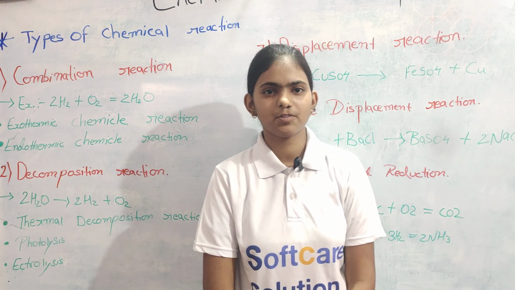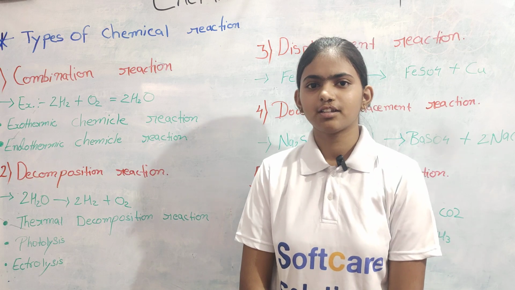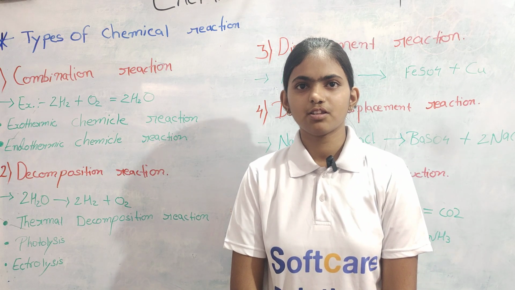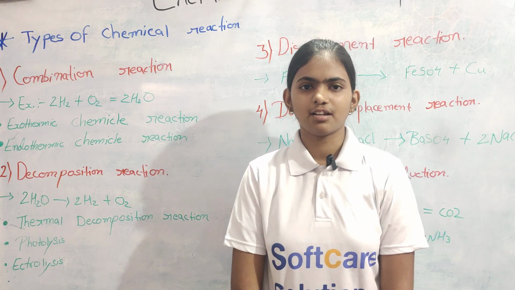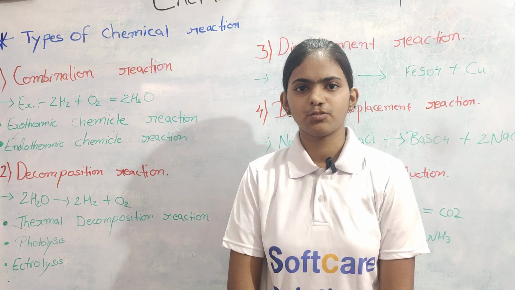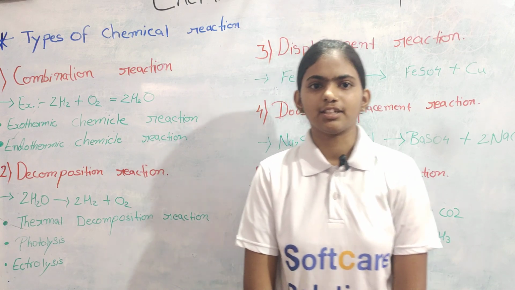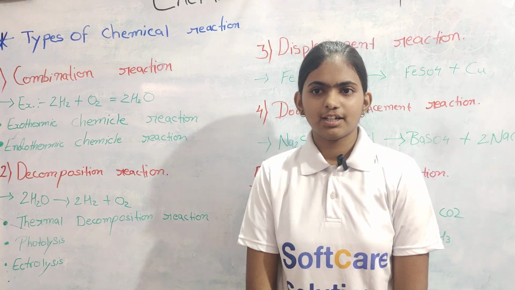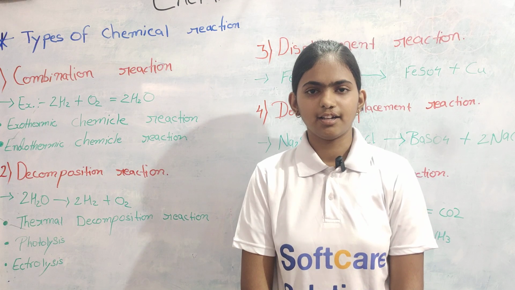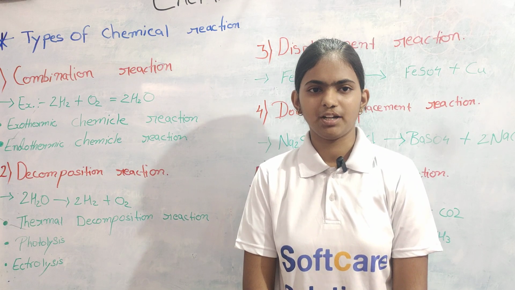Today my topic is types of chemical reaction. Firstly, what is a chemical reaction? It is the process in which a substance undergoes a change to produce a new substance. This is called a chemical reaction. Characteristics of chemical reaction: change in state, change in color, evolution of gas, change in temperature.